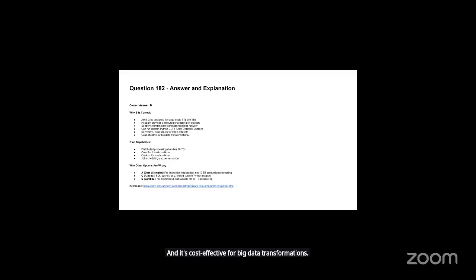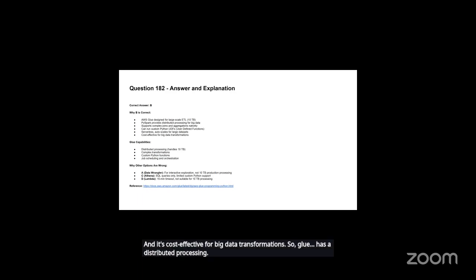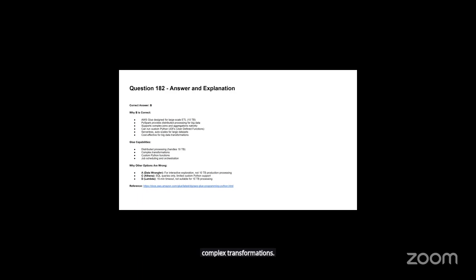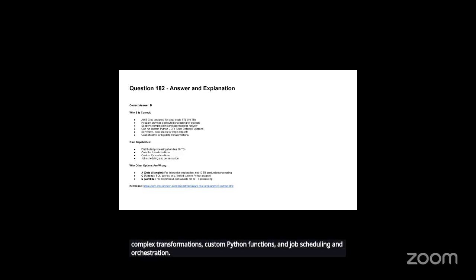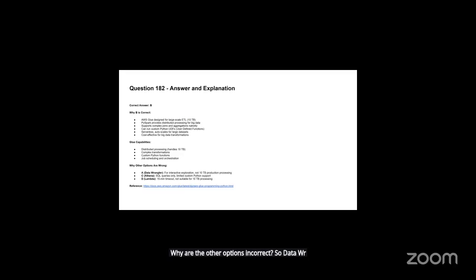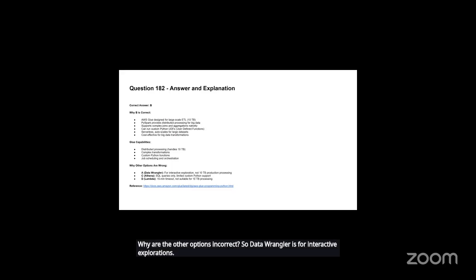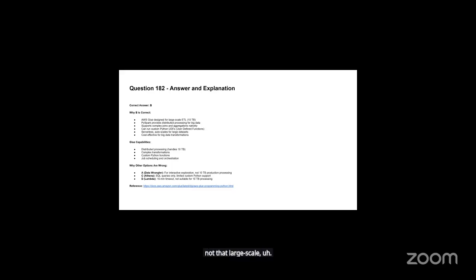So Glue has distributed processing, complex transformations, custom Python functions, and job scheduling and orchestration. Why are the other options incorrect? So Data Wrangler is for interactive explorations, not that large-scale production processing. Athena is just SQL queries with limited Python support. And Lambda has a 15-minute timeout, which isn't suitable for that much data.